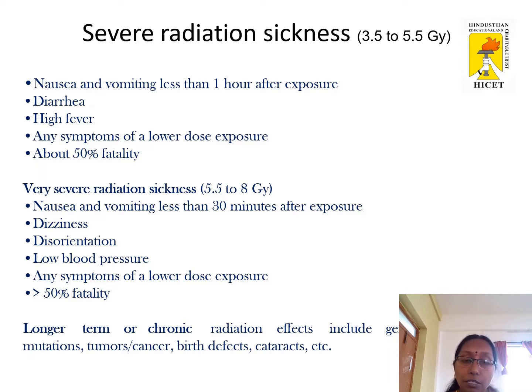Then very severe radiation sickness, 5.5 to 8 Gy. Nausea and vomiting will happen within 30 minutes. Then dizziness will be there, disorientation, low blood pressure, and you can have any symptoms of lower dose exposure, and the fatality rate will be more than 50%.